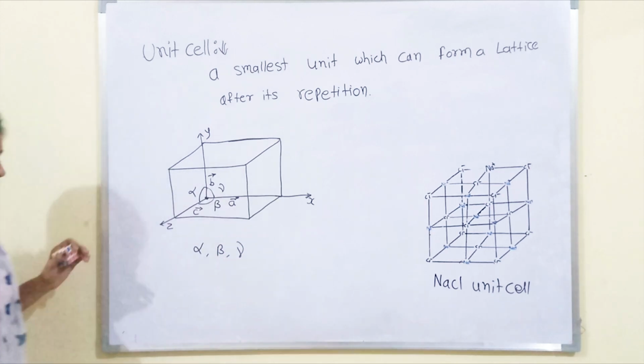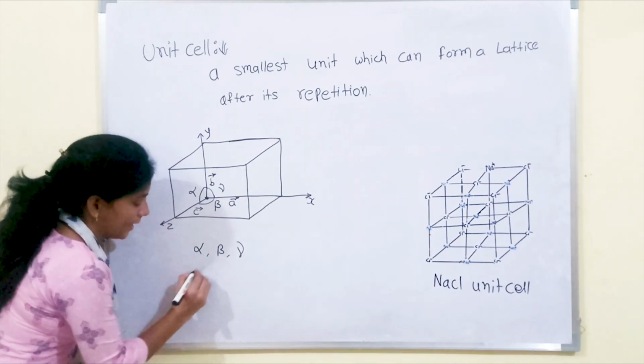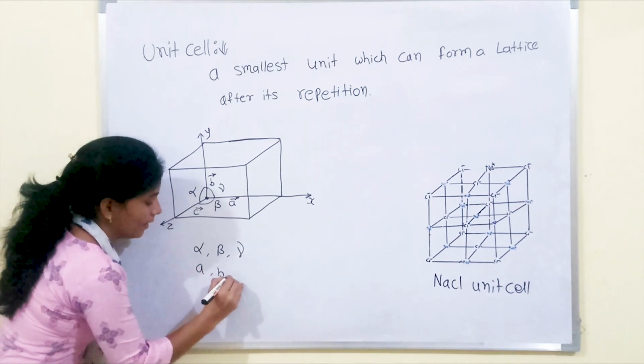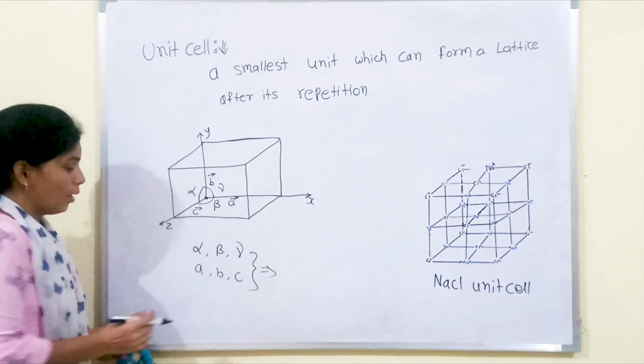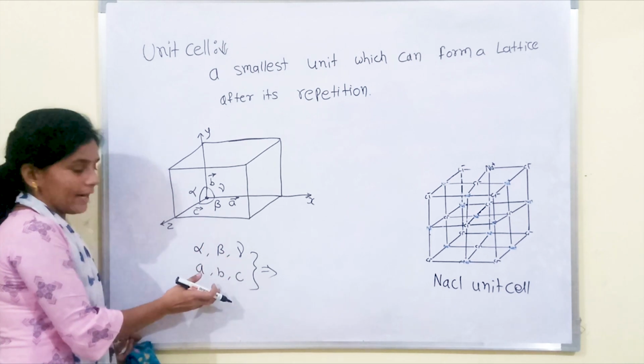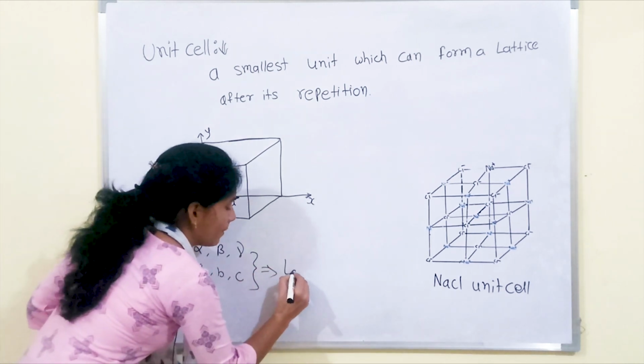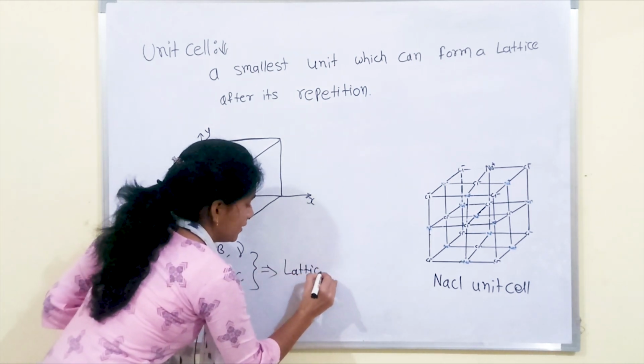In the 3D unit cell, these are the angles, and the edges are a, b and c. Both the angles and edges are called lattice parameters.